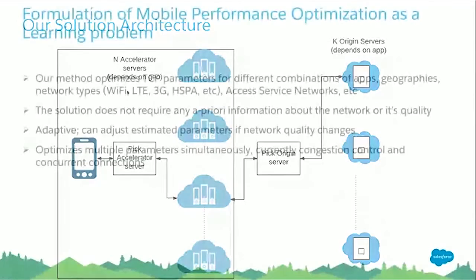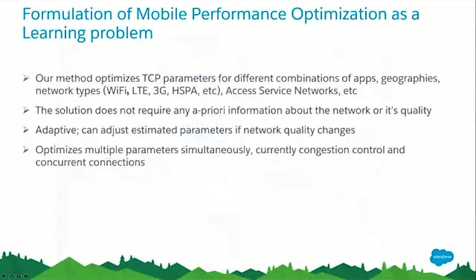So our method optimizes TCP parameters for different combinations of apps, geographies, network types, access service networks, etc. Basically, when a phone has a download request, our accelerator server uses the best set of TCP parameters to maximize download throughput speed and a bunch of other download outcomes, given parameters such as the network type, the access service network, the device type, device model, etc.